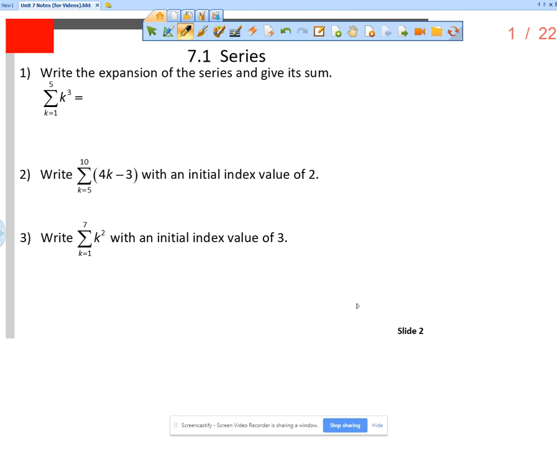This is the video for section 7.1 notes, slides 2 through 6. All right, so in section 7.1, we are talking about series and series notation.